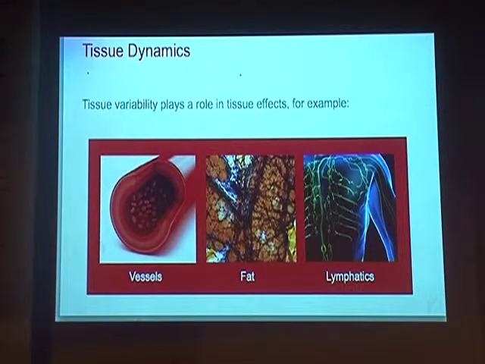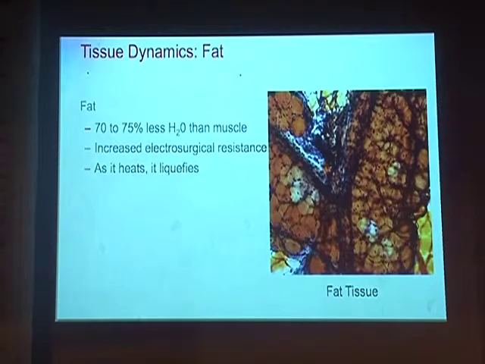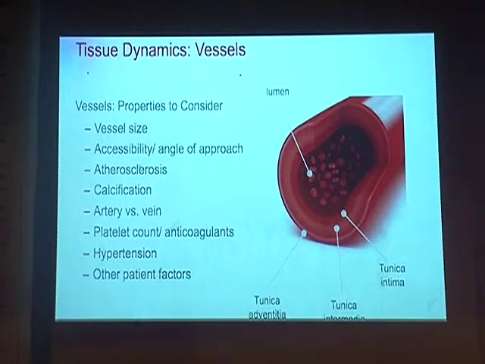The tissue dynamics in vessels, fat and lymphatics are slightly different, so we must have a clear understanding when we put energy to these tissues. Fat has the least amount of water. So whenever we put any energy to the fat, it liquefies. The moment it liquefies, it cannot allow the energy, the electricity, to pass on. So it's really bad to apply an energy source on fat tissues. But vessels are very good. There is a good amount of water, so that can allow it.